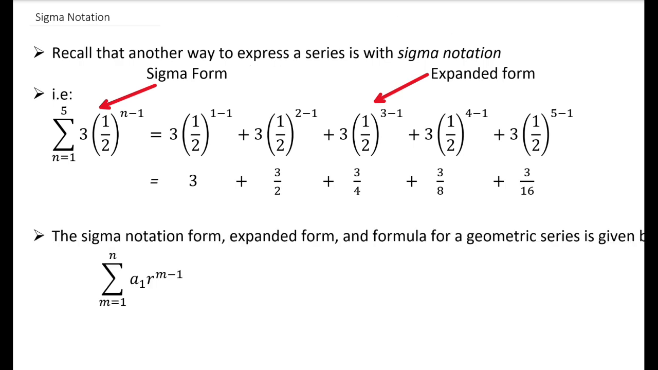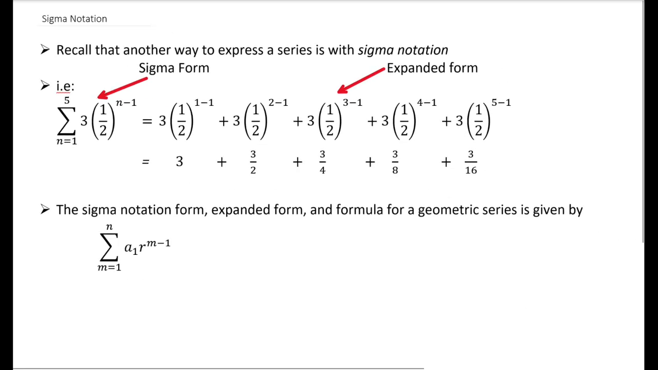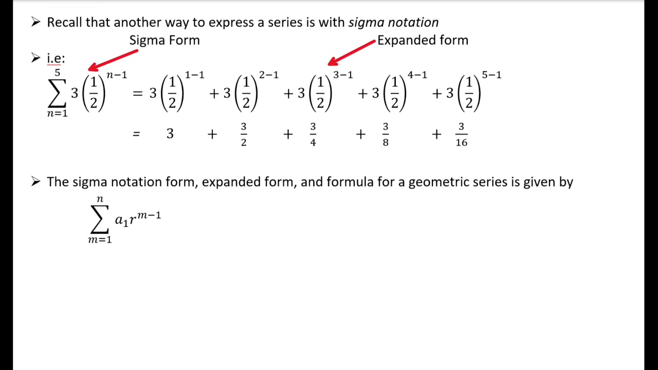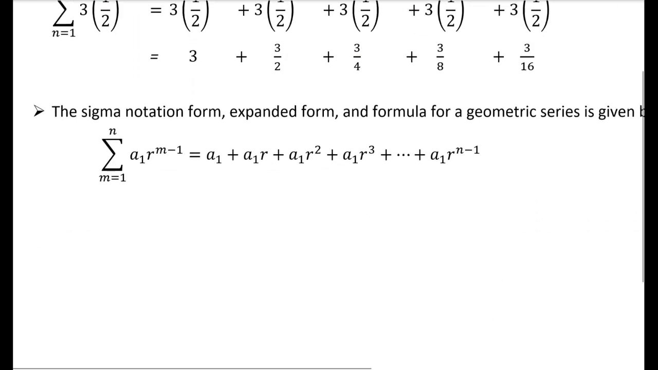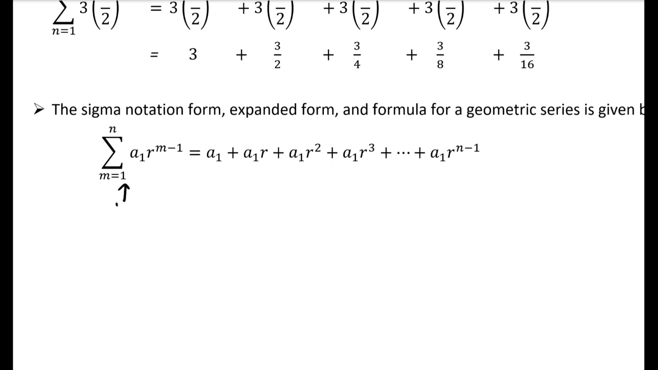All right, so then the sigma notation, expanded form, and formula for the geometric sequence, we're going to go ahead and summarize those three things now for the geometric sequence. So we have the sigma notation form, which is this right here. So that's how the sigma notation form looks for a geometric series. Now, the expanded form looks like that. So this is our sigma form, and we have our expanded form.